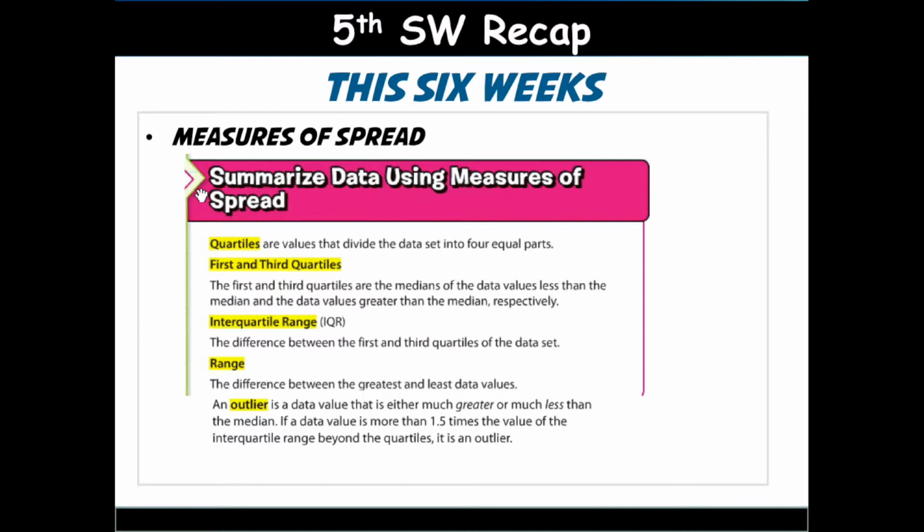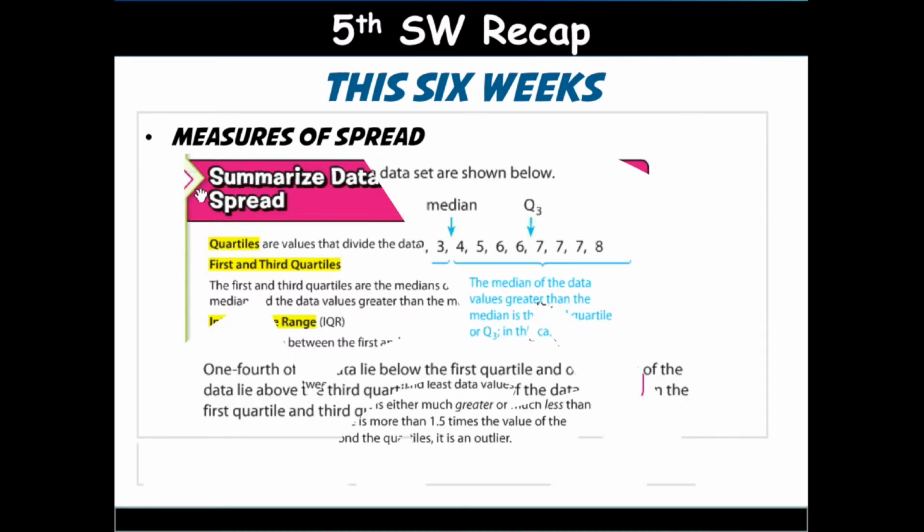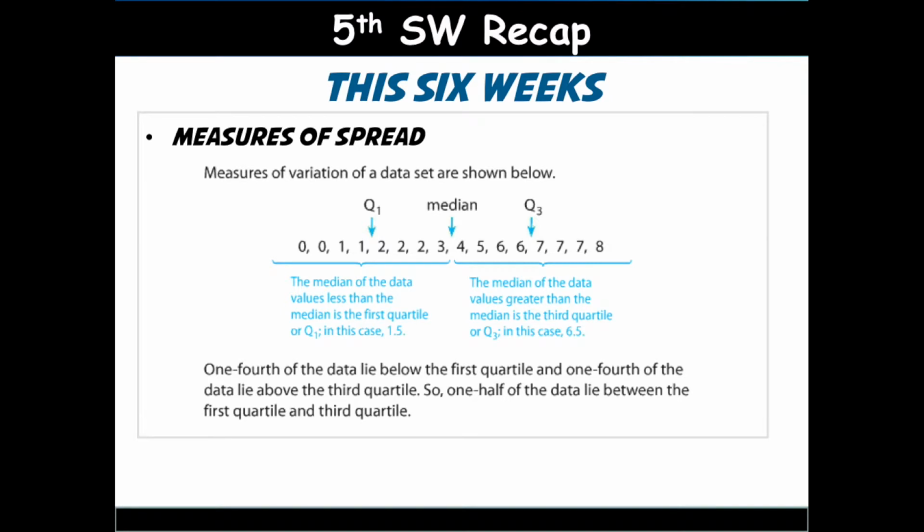Your other quartile would be in the other side, the other center, if you will, and you'll see what I mean in a few moments. The median is technically your second quartile, we just don't call it that. If you subtract the first and third quartiles, it's called the interquartile range. And range, we know, is highest minus lowest. And then outliers are pretty much 1.5 times the value of the IQR.